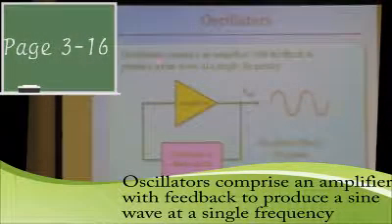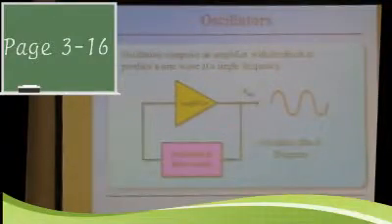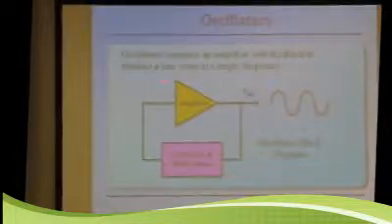Oscillators are comprised of an amplifier with feedback to produce a sine wave at a single frequency. So you've got an amplifier. Now, this is a block diagram. This is not a schematic diagram because it doesn't show the transistors or chips or whatnot. It just shows this is an amplifier. If you wanted to see a schematic for that, that would be somewhere else. But essentially, it uses feedback to produce a pure sine wave.